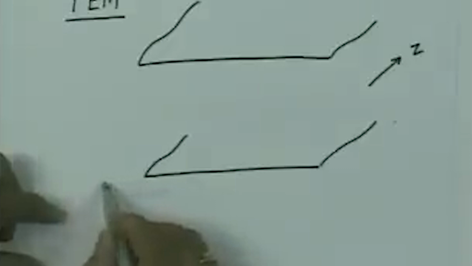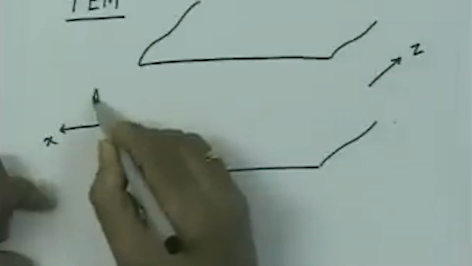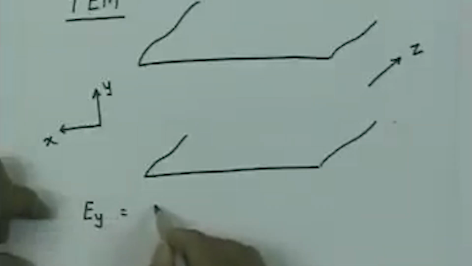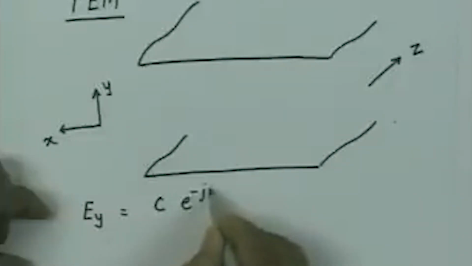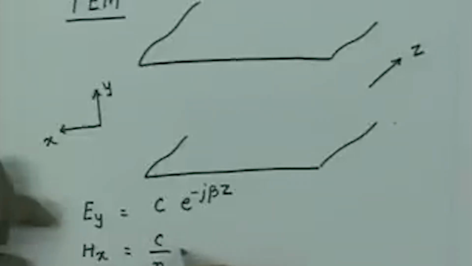So, if I say this is my x direction, this is the y direction, then we had the electric field E y, which was some constant times e to the power minus j beta z, and we had a magnetic field H x, which is E naught upon eta times e to the power minus j beta z.